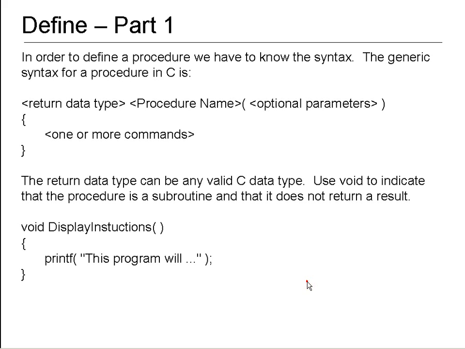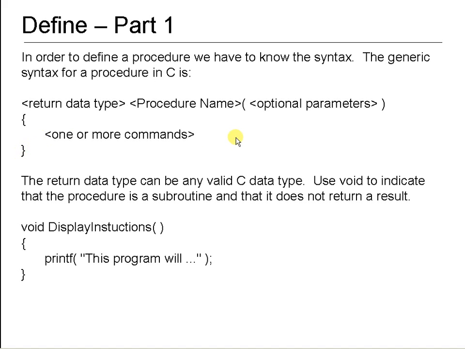In order to define a procedure, we have to know the syntax. The generic syntax for a procedure in C is a return data type, followed by the procedure name, followed by one or more optional parameters in parentheses. Again, those are optional. You do not have to have parameters. Then an open and closed curly brace, or curly brackets, and in between those, one or more commands.